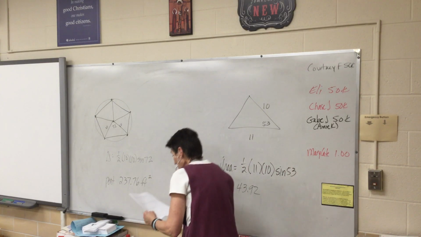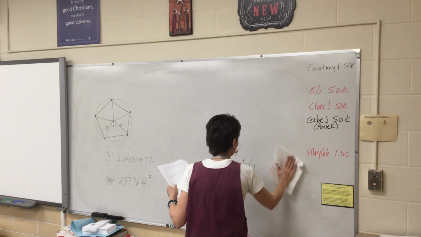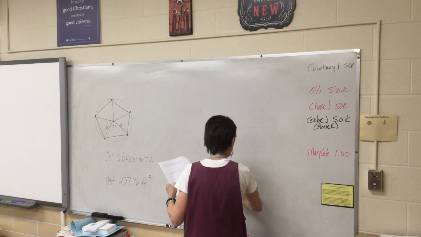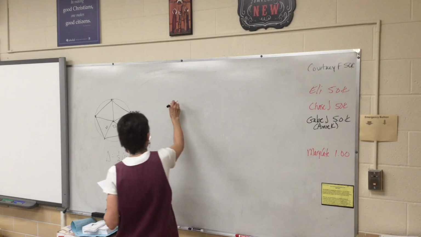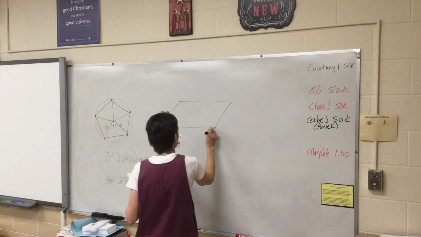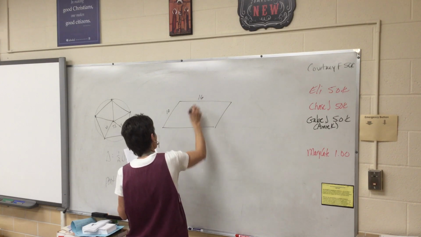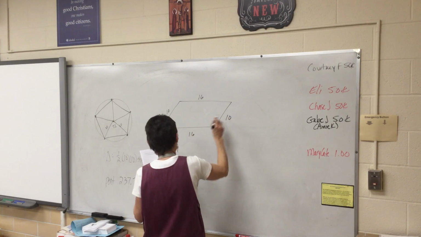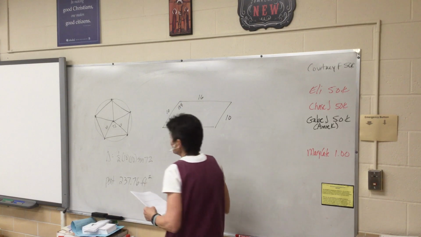All right, now we're going to find the area. Got to read the problem carefully, guys. Don't get going too fast. Find the area of a parallelogram. So here's our parallelogram. And the sides are 10 and 16. And the larger angle is 104.